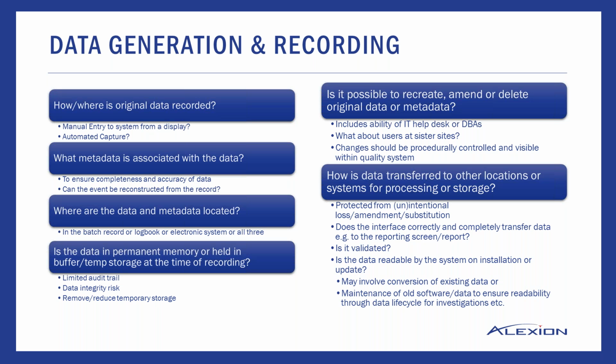So then also, how is data transferred to other locations or systems for processing and storage? You want to protect it again from intentional and unintentional loss, amendment and substitution, because I think a lot of it is really unintentional stuff. Does the interface correctly and completely transfer the data to the reporting screen or report? So does the end user who's making the decision see the relevant and correct and accurate data?